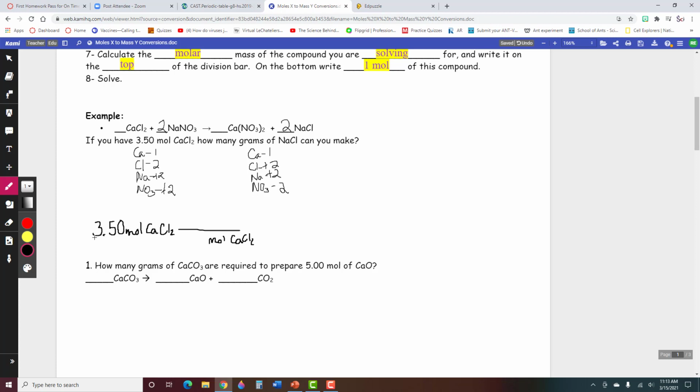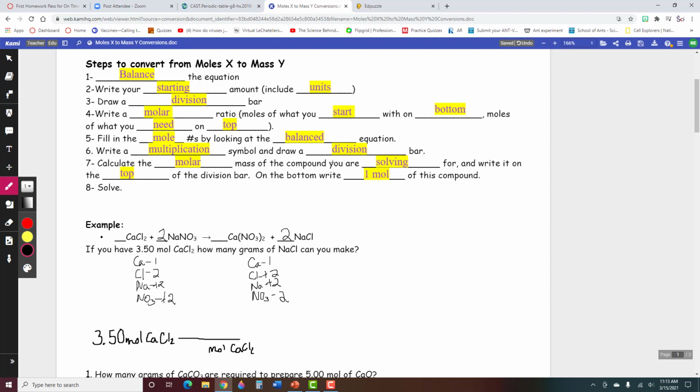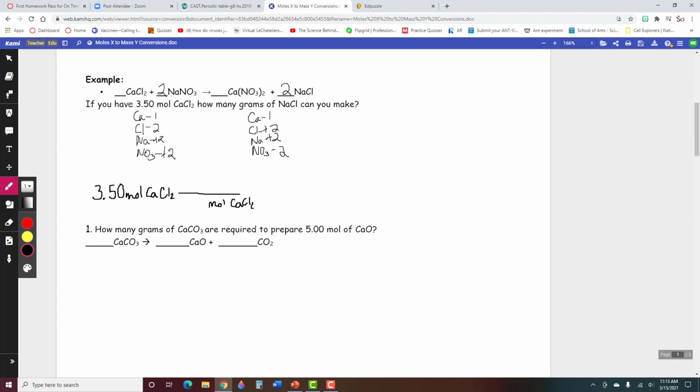Sometimes people do a bracket, where it's top, bottom, or whatever. Do whatever works for you. I find this works a little bit easier for me, but do whatever works for you. So I put my unit that I want on the bottom, and then what goes on the top is moles of what you need on top. So what they asked me for: I have 3.50 moles of CaCl2, how many grams of NaCl can I make? So I'm looking for grams of NaCl.